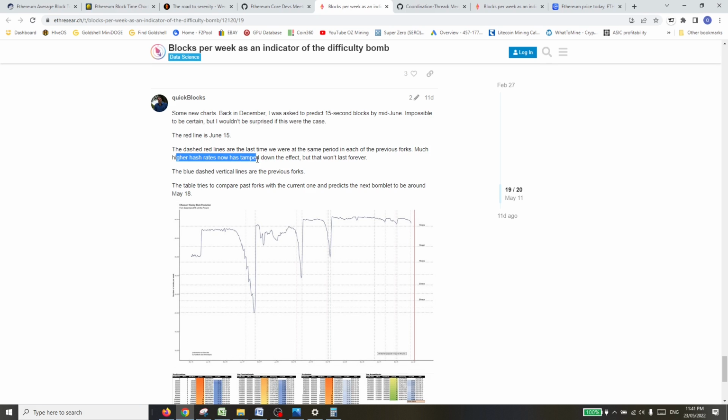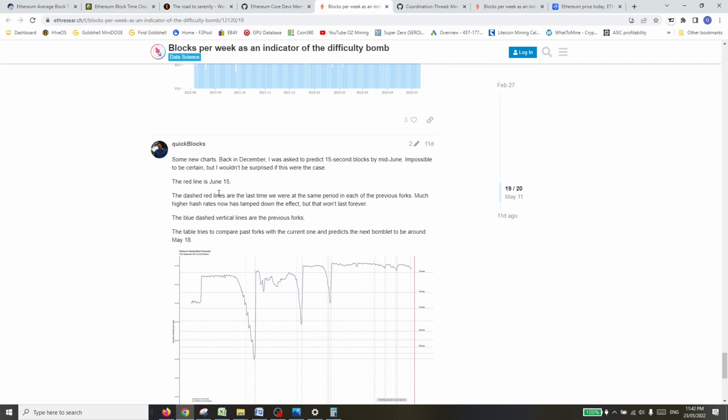Much higher hash rates now has tampered down the effect. So what they're saying is, because there's more people mining and there's more hash power, it's actually diluting the effects of the difficulty bomb. In a way, if all the miners, and I know we had the great hash rate migration test last week, actually switched off all of their GPUs, even for an hour or two, obviously the network would grind to a halt. We wouldn't make any profits, but you can see that correlation again around all that hash power. The more hash power, the more the network can be sped up.